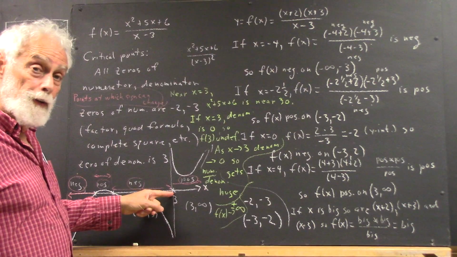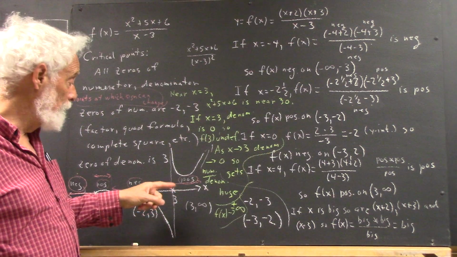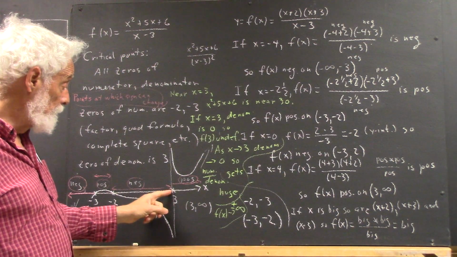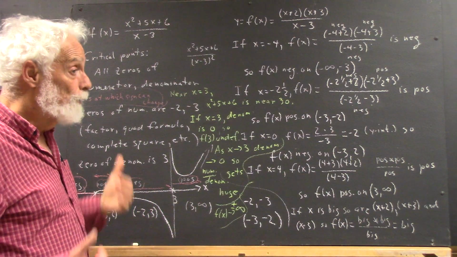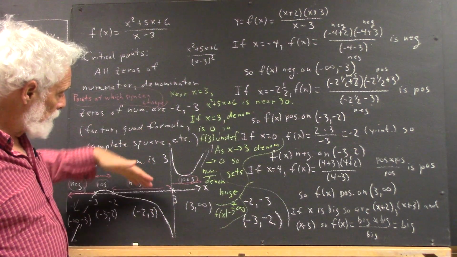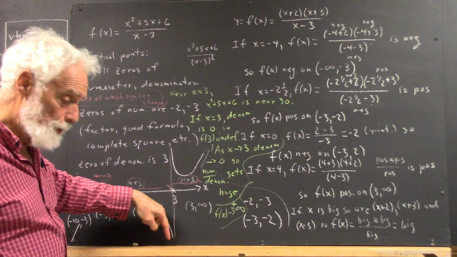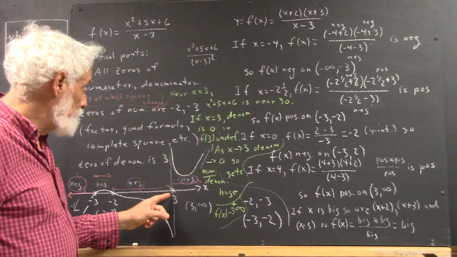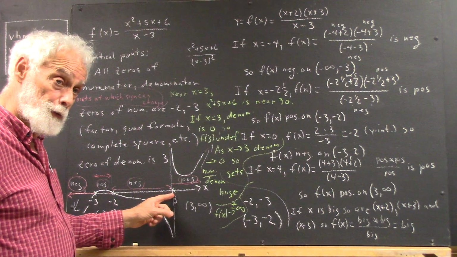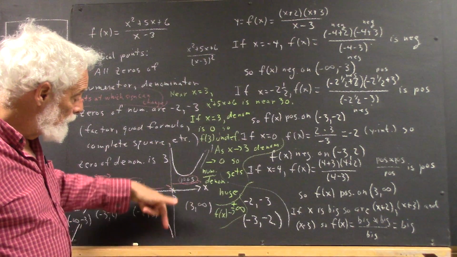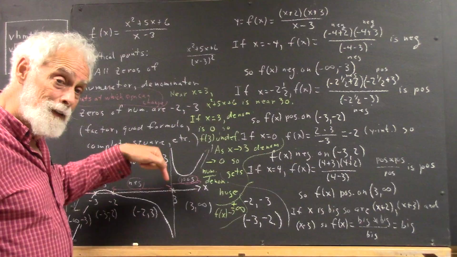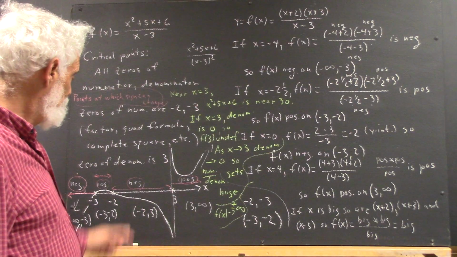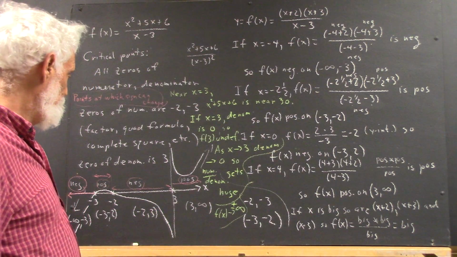Now, the closer we get to 3, the tinier that x minus 3 number is going to be, the tinier the denominator is going to be. So the bigger your negative number is going to be, and your graph is just going to get bigger and bigger in the negative direction. There's no limit to how small x minus 3 can be as x approaches 3, so there's no limit to how big your negative result is going to be. So you have what we call a vertical asymptote, and it's a negative vertical asymptote.